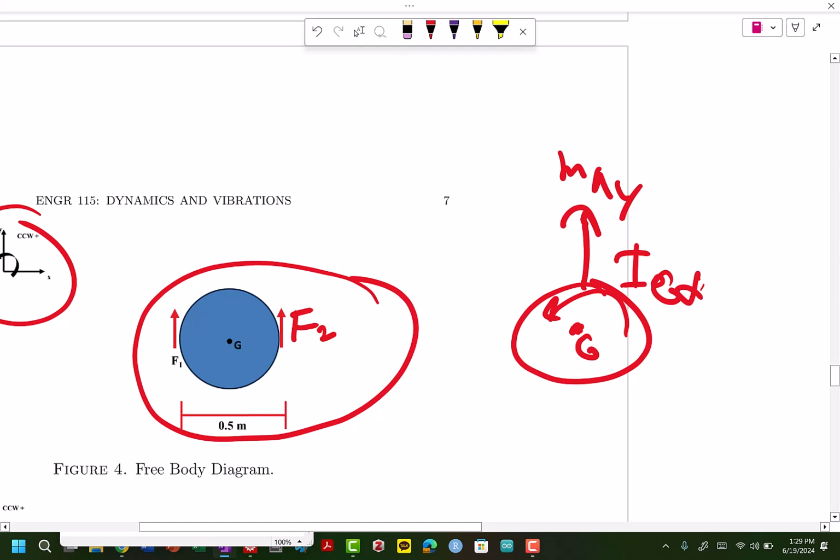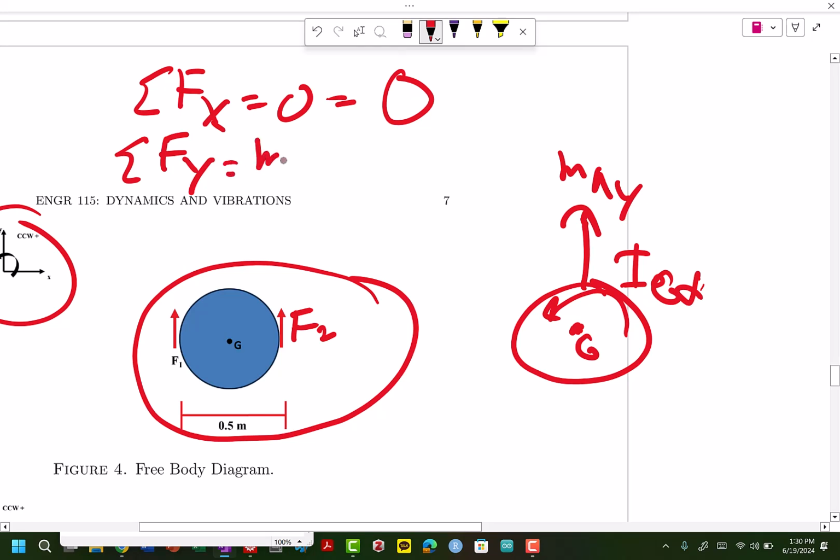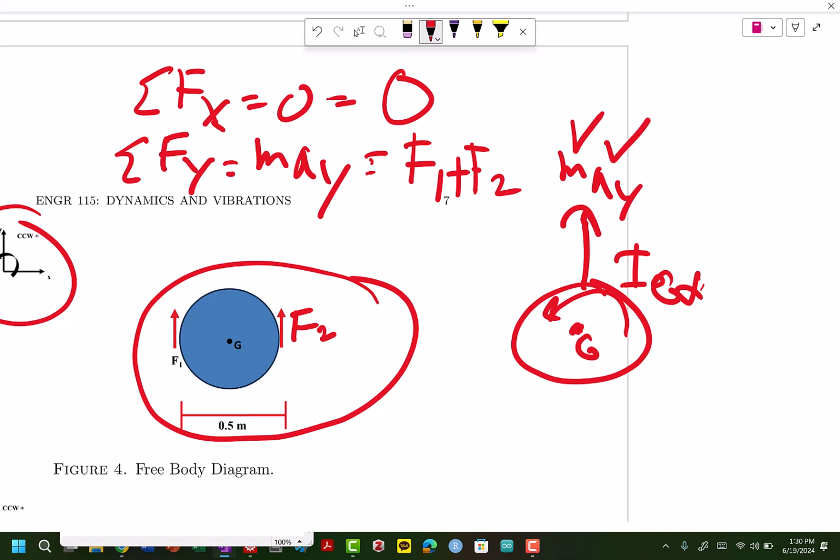So now we need to write out our equations. The sum of the forces in the x direction must be equal to 0 because our acceleration in the x direction is 0. The sum of the forces in the y direction must be equal to the mass times the acceleration in the y. We have this value and the mass as well, so those values are known. That's going to be equal to the forces in the y, which are just F1 plus F2, right? Again, we're ignoring gravity in this problem. That's one of the idealizations, but this is one equation.